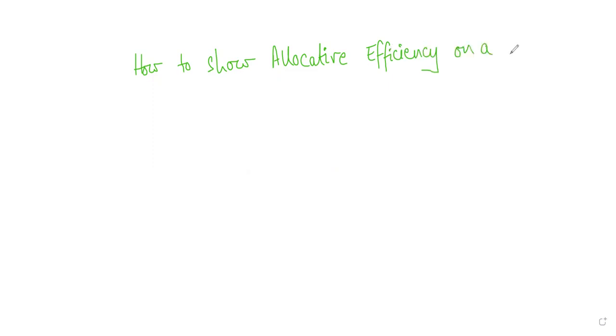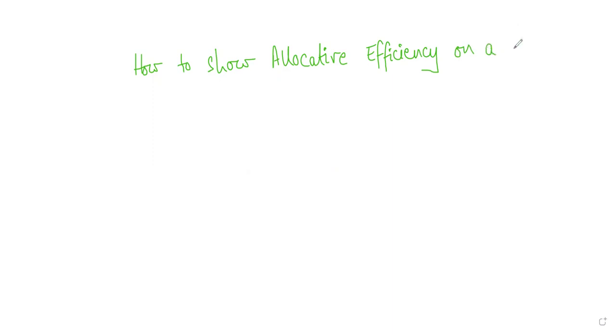How to show allocative efficiency on a graph, right? So that is what we're discussing. Now, so far we have discussed the definition of allocative efficiency. We said allocative efficiency is when you're producing goods that are most wanted and in the right quantities. How to show allocative efficiency on a graph, right?